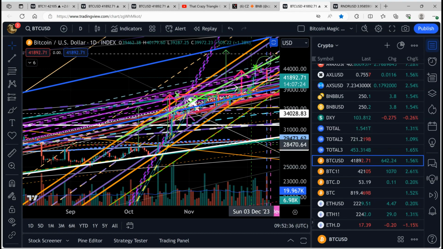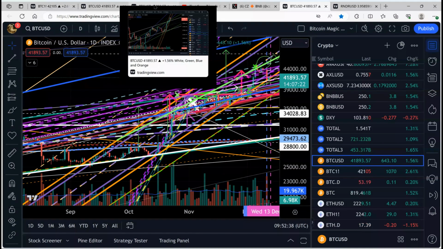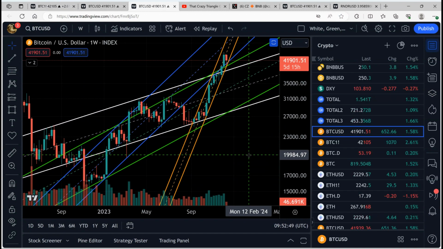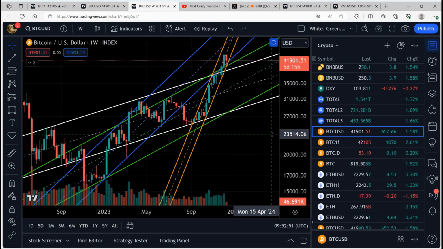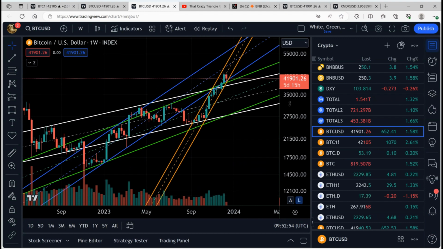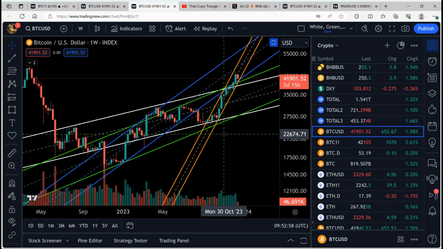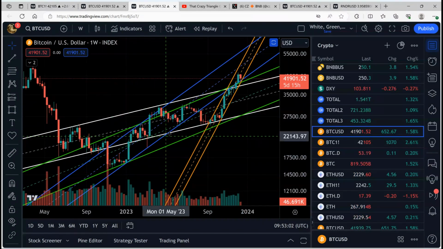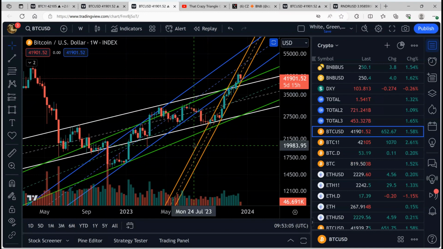So let's go over here. There we go. Look at that. Now we're looking at the Bitcoin US dollar index on a weekly time frame. And that whole clutter of lines has gone away. And you can see the white channel and the green channel and the blue channel and an orange channel too.